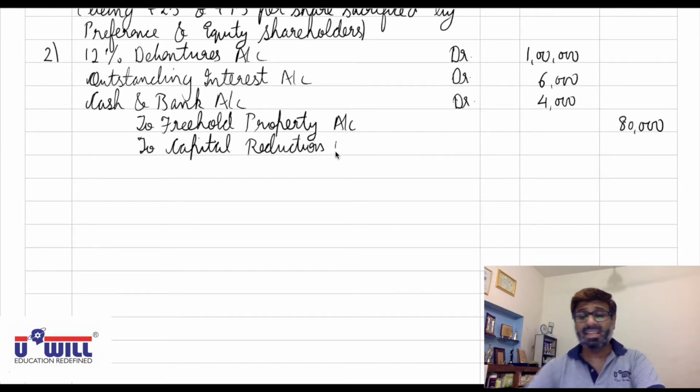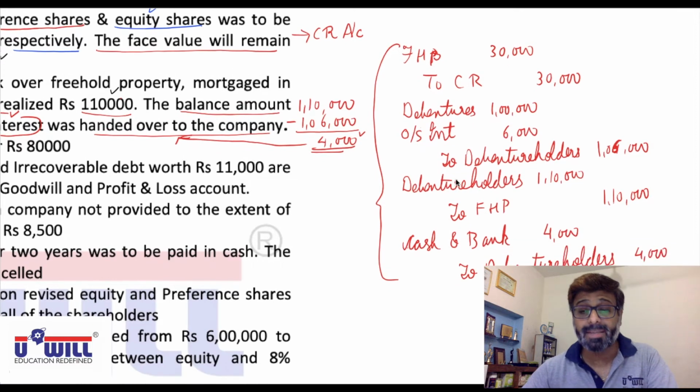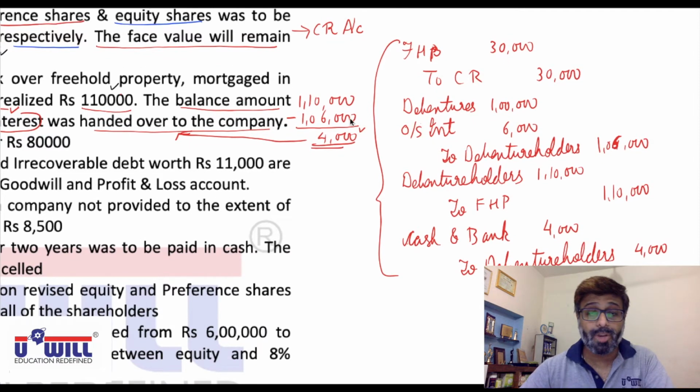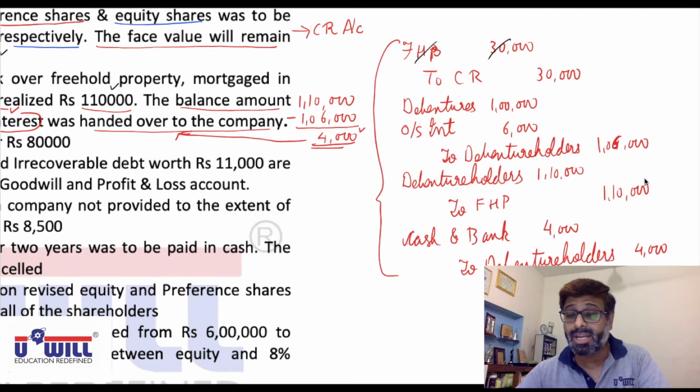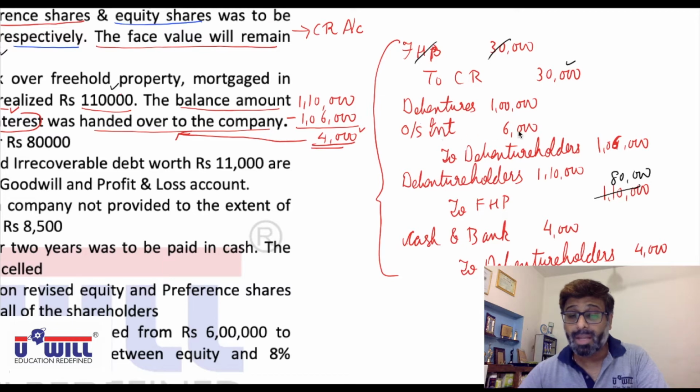So this single entry will serve the purpose. It becomes so simple against these 4 complicated entries. And in these 4 entries, if you combine them, then see that freehold property you credit with 1 lakh 10,000, debit with 30,000. So net credit is how much? 80,000. Capital reduction credit with 30,000. Debentures account debit 1 lakh, outstanding interest 6,000. Now debenture holders you credit with 1 lakh 6,000, debit with 1 lakh 10,000. So net debit is 4,000. In fact, this debit also gets closed with 4,000.